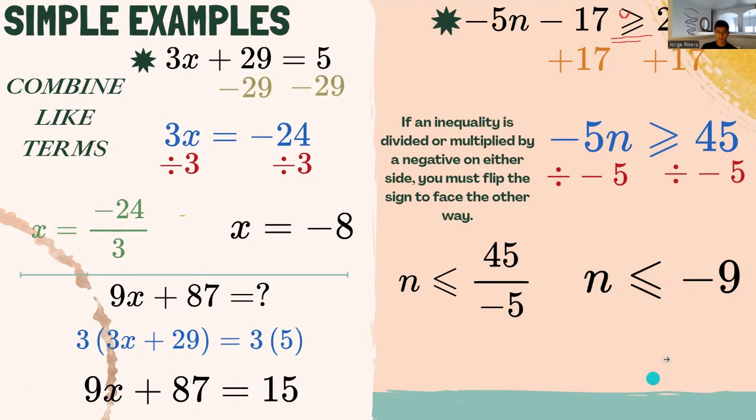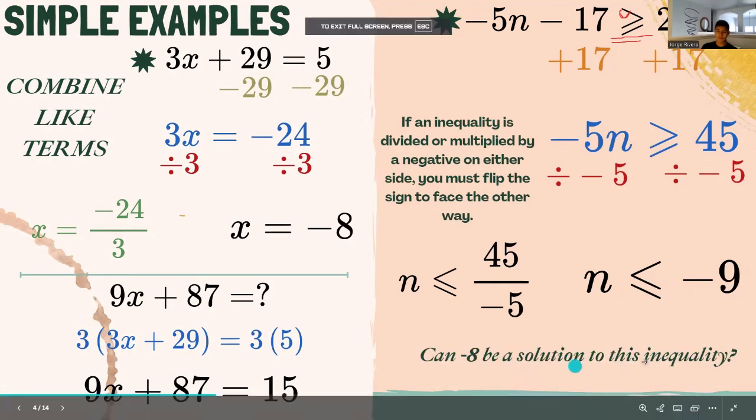All right, let's keep on going. Let's ask ourselves, can negative 8 be a solution to this inequality? No, because negative 8 is greater than negative 9.